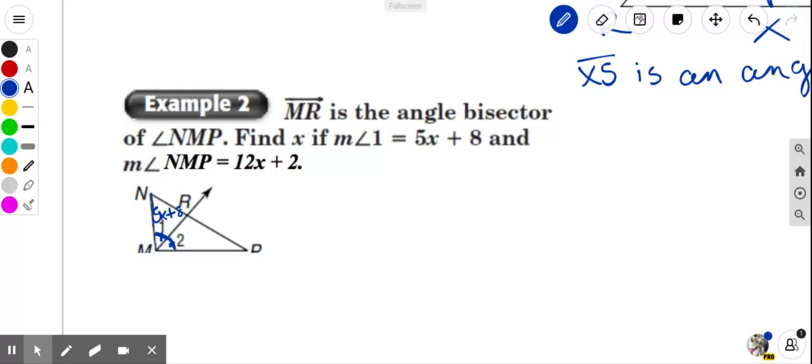And then NMP, this got cut off a little bit, but NMP is this one here. That's the whole thing. This is supposed to be a P. This is supposed to be an M. NMP, the whole thing, is 12x plus 2.